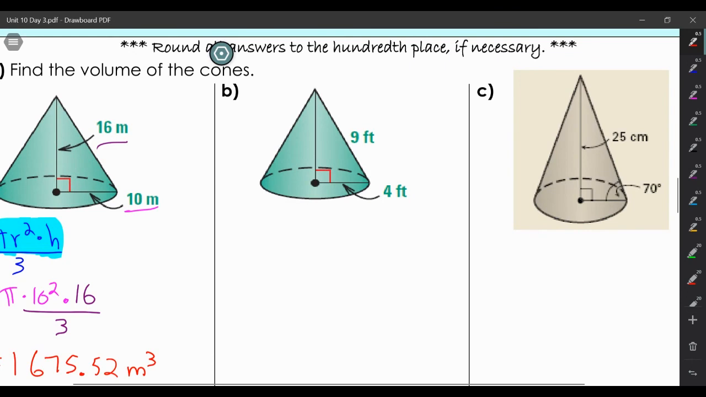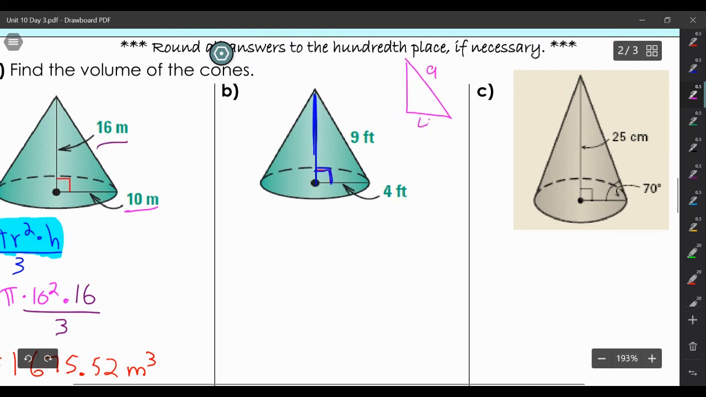Now in example B, we don't have the height right here. So this is just like that one on the previous page where we had used Pythagorean Theorem to find the height. So if we look at this right triangle here, the hypotenuse is 9 and one of the legs is 4. This is not a Pythagorean triple, so we actually have to do Pythagorean Theorem. So 4 squared plus x squared equals 9 squared.